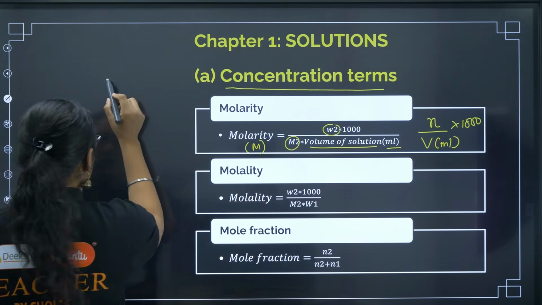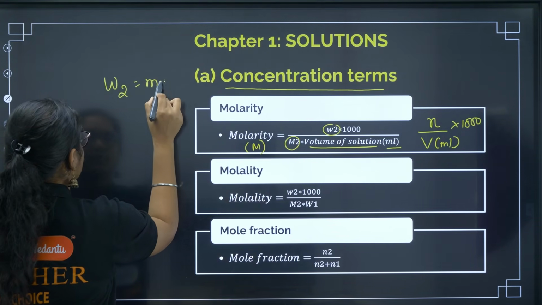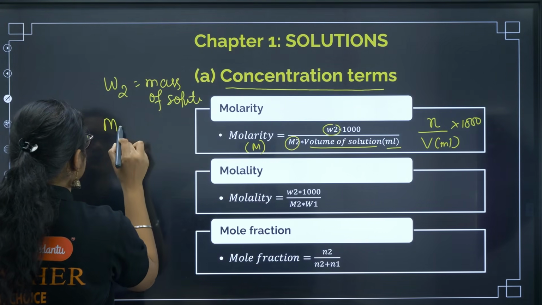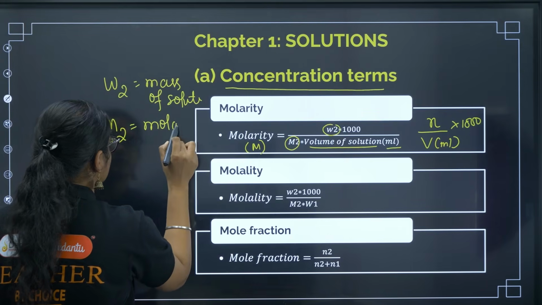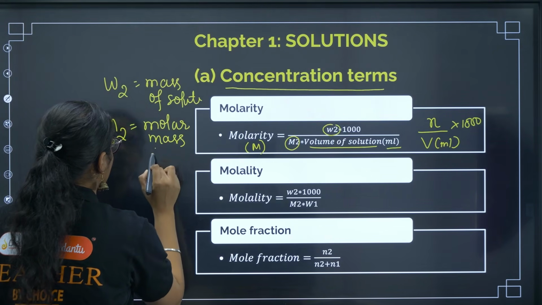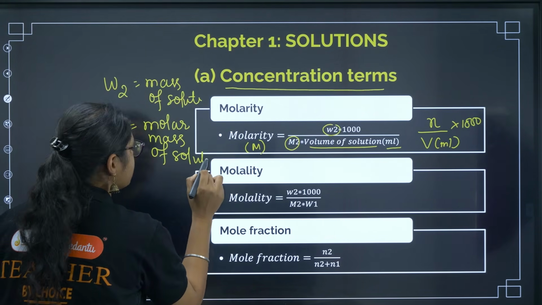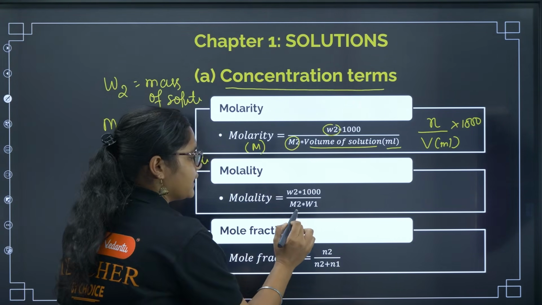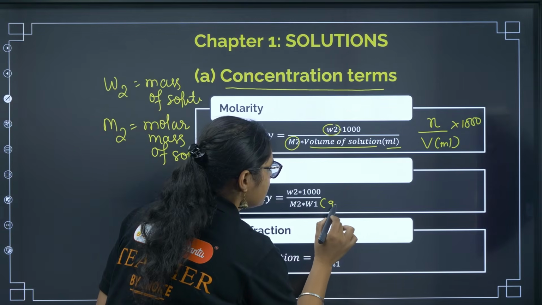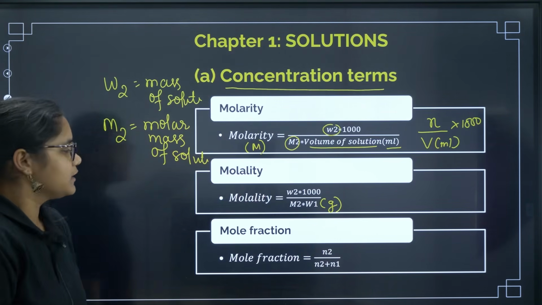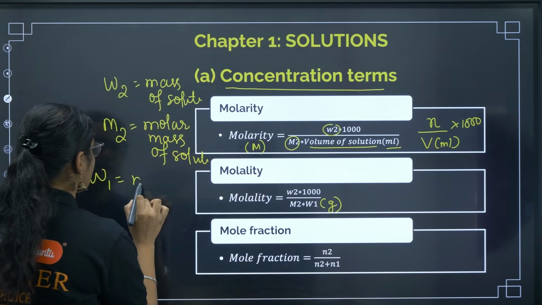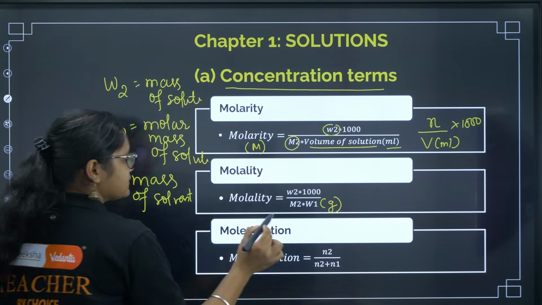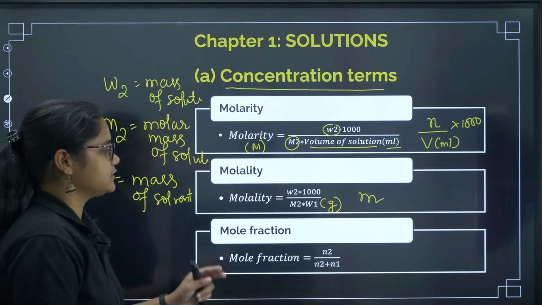What is W2? W2 is the mass of solute. Okay, M2 is the molar mass of solute, and then volume is the volume of the solution. Right. Now coming to molality, we have W2 by M2 into 1000 by W1. The unit of W1 should be in grams. Here W1 is the mass of solvent. Okay. And what is the symbol used? Small m. Okay, so these two are over.